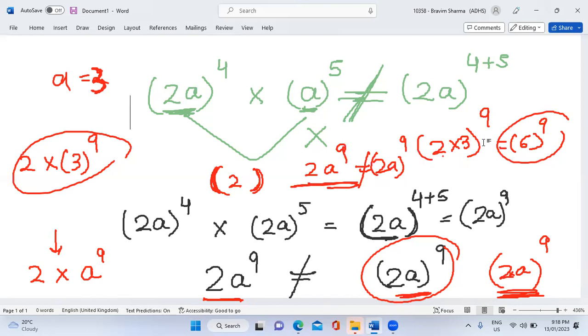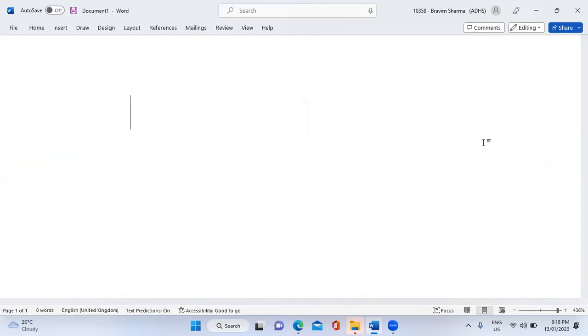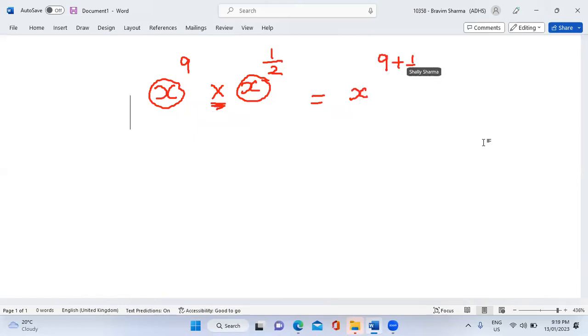This is the first law of indices. Now, for example, we have a question: x to the power of 9 times x to the power of 1 over 2. Exponent values can be fractions or decimals, that is not an issue. Only the focus should be on the base. These two power expressions are in multiplication. This is the second condition you have to check. Then you can convert it into x to the power of 9 plus 1 over 2, or you can write it like x to the power of 19 over 2.